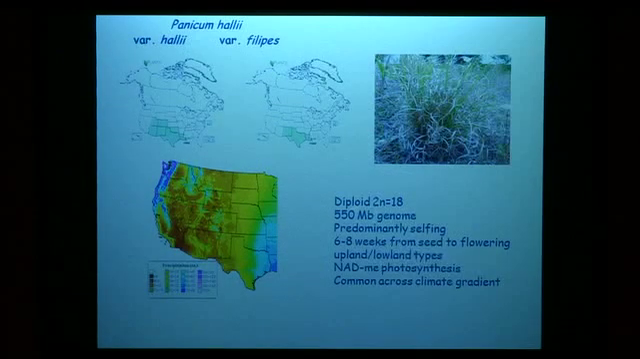So Hall's panicum occurs throughout the Southwest. It's a diploid, with 2N being the base number for panicum, of 18 chromosomes. Its genome size is about 550 megabases. It's predominantly selfing. We can cycle it really fast in the greenhouse. It has sort of 2 ecotypes that, in some ways, correspond to these upland and lowland types that we see for Panicum virgatum. These are varieties hallii and variety filipes that, again, occur across the Southwest.